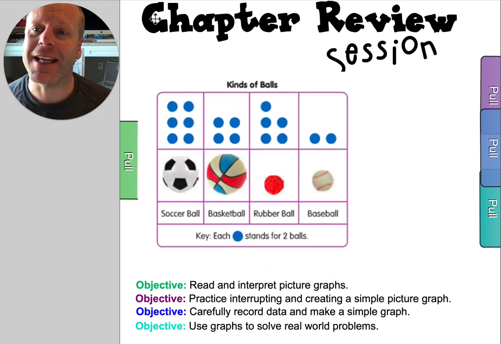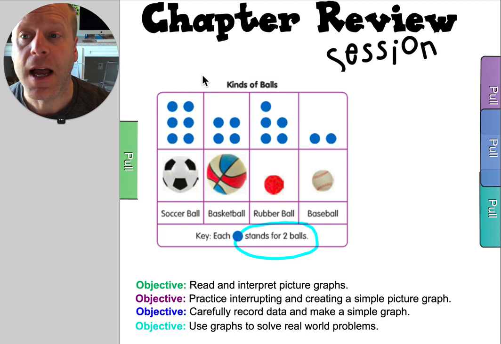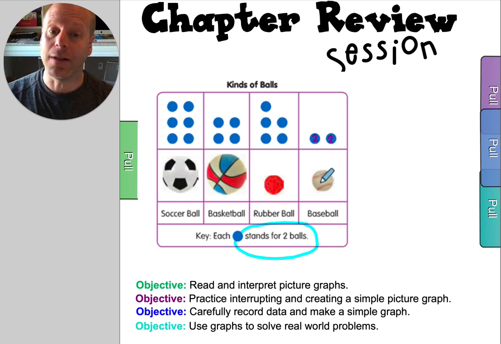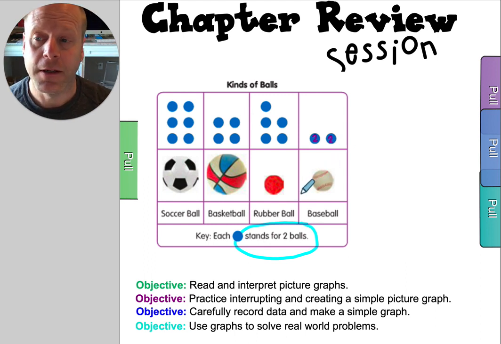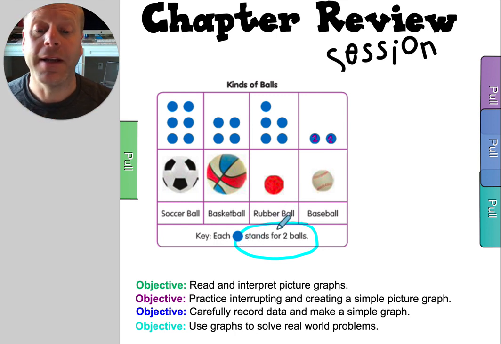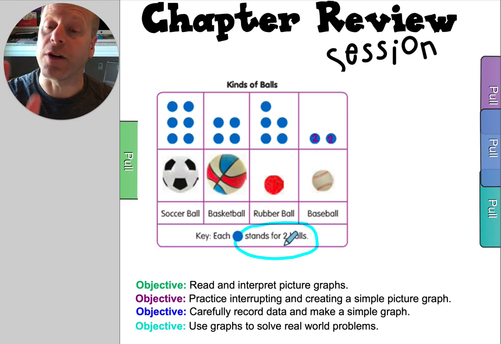The first idea is that you should always pay attention to the key, right? So find the key, circle the key, think about what that key means on this graph. If each blue circle means 2, that's going to change a lot about this graph. Most people think 1 to 1, right? And that's, to be honest, the way it is sometimes, but other times they could count by 5s, they could count by 10s, and in this case, they're counting by 2s.